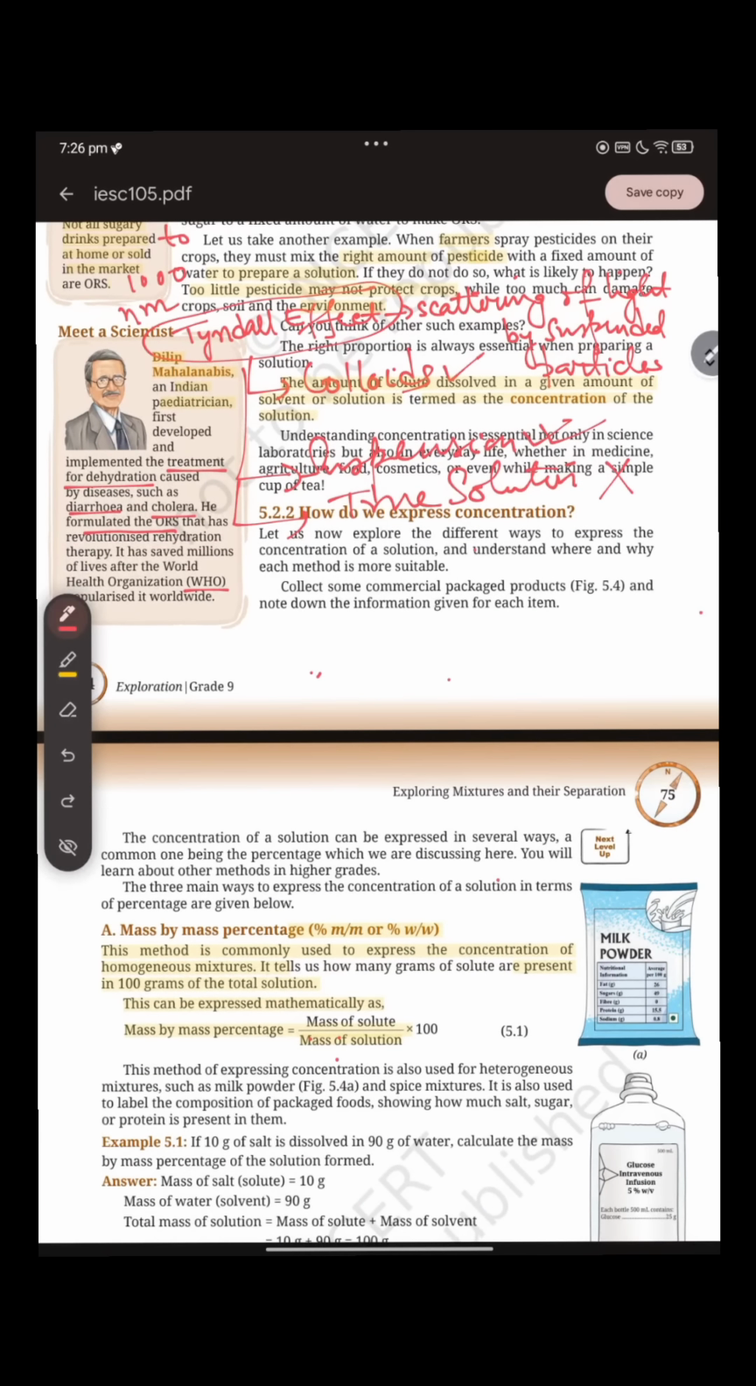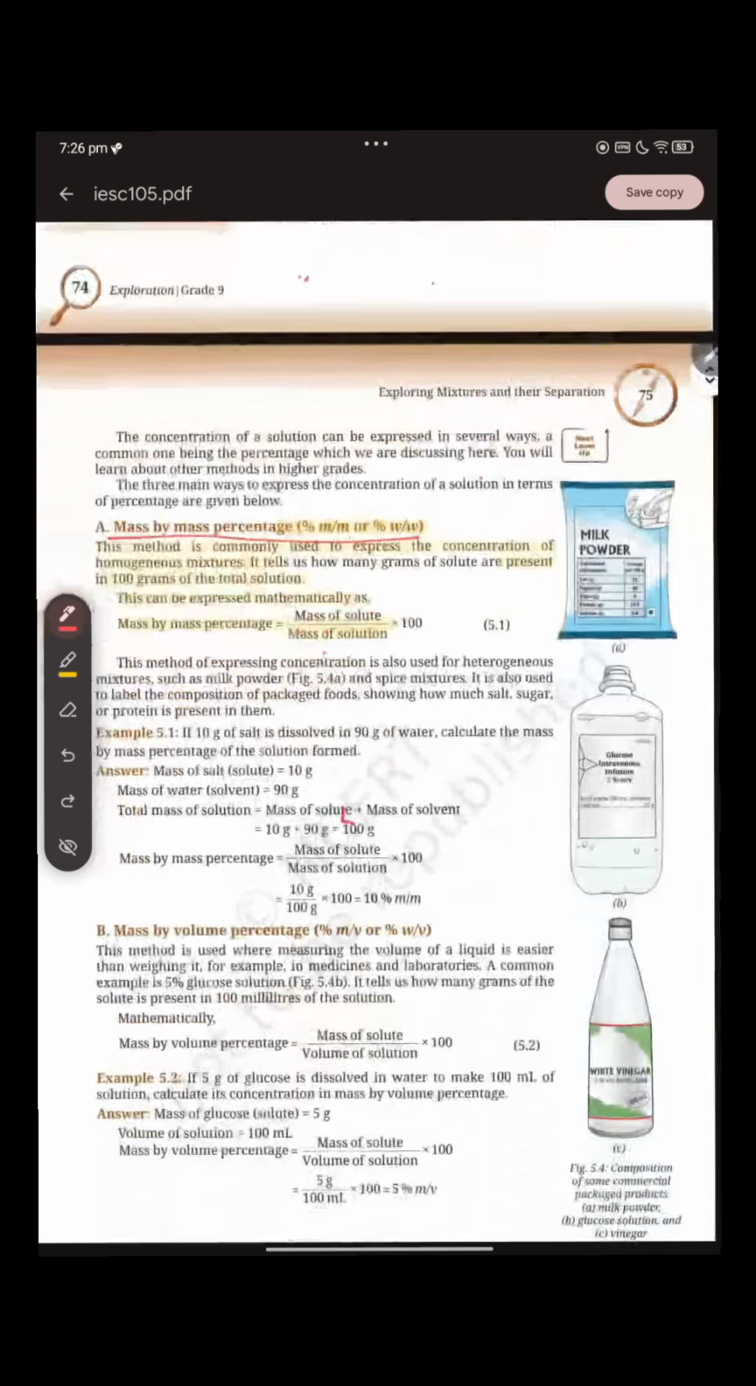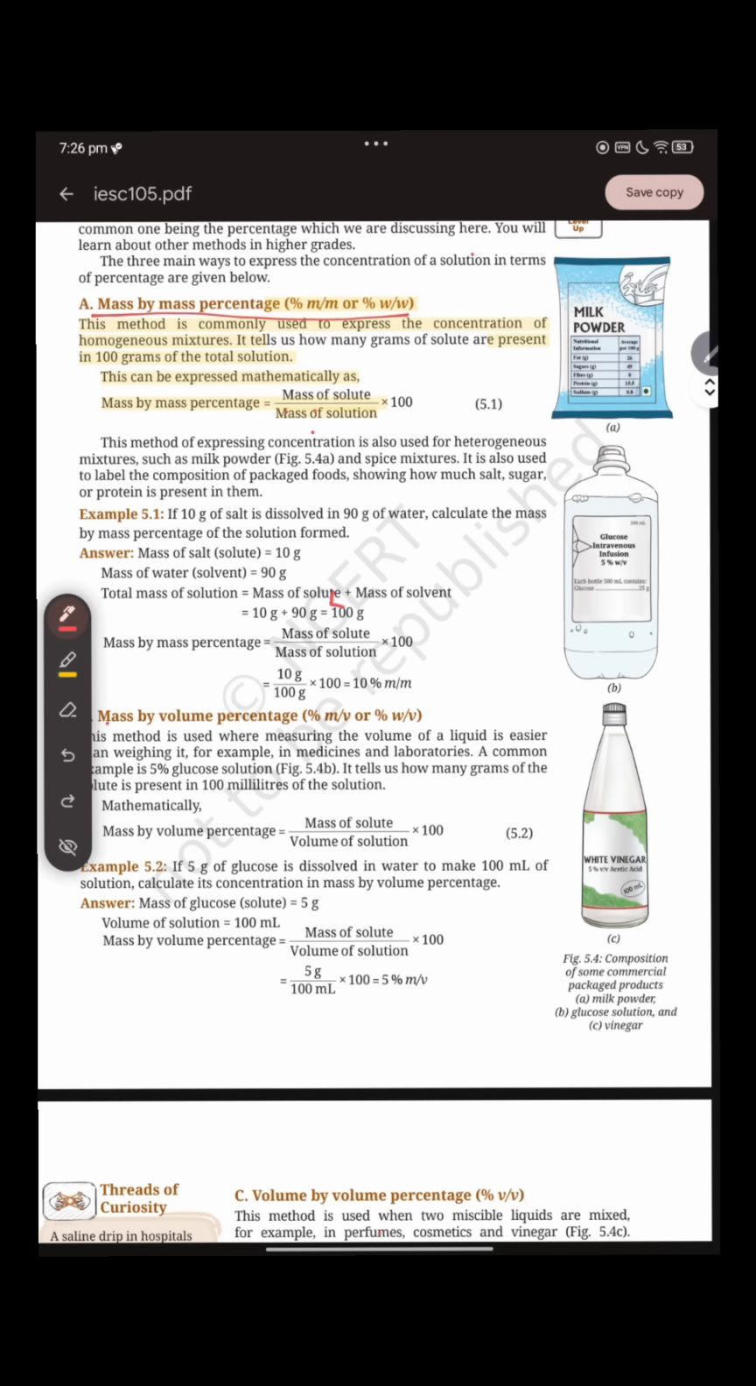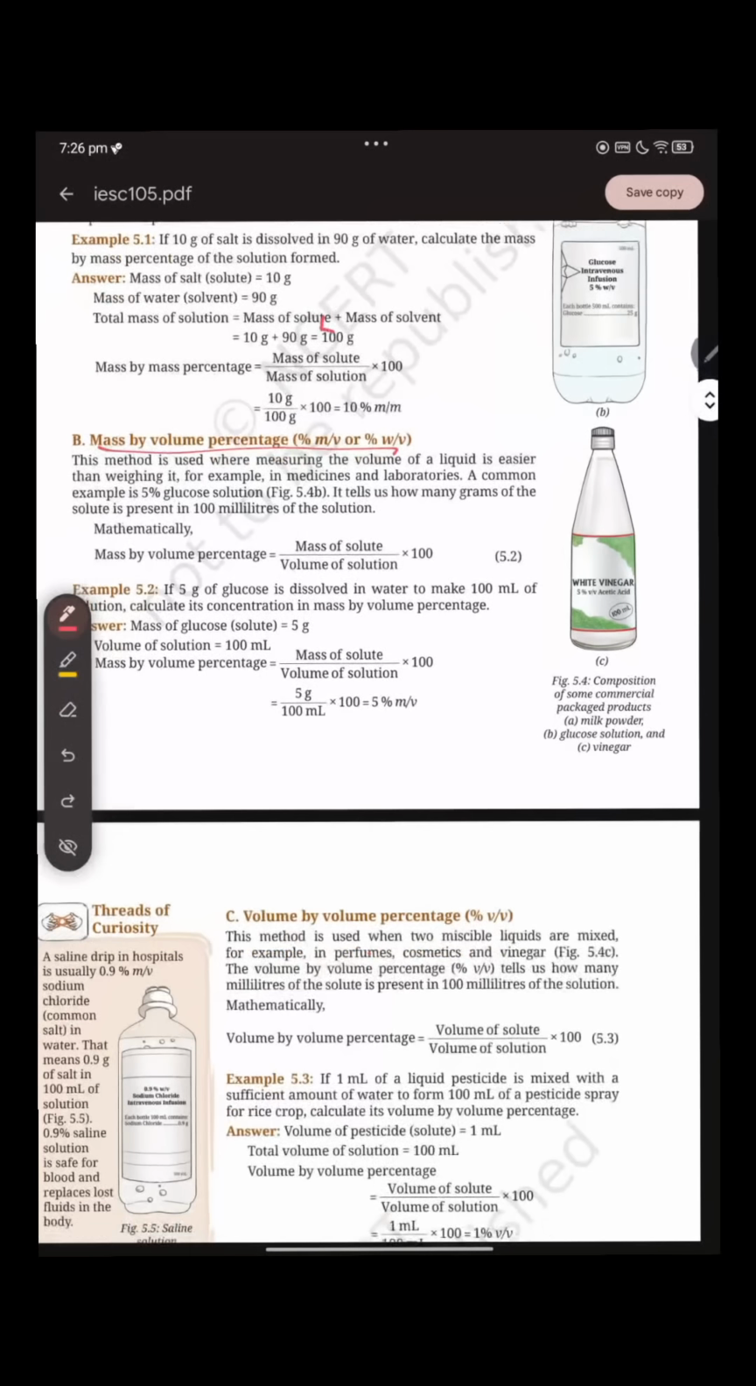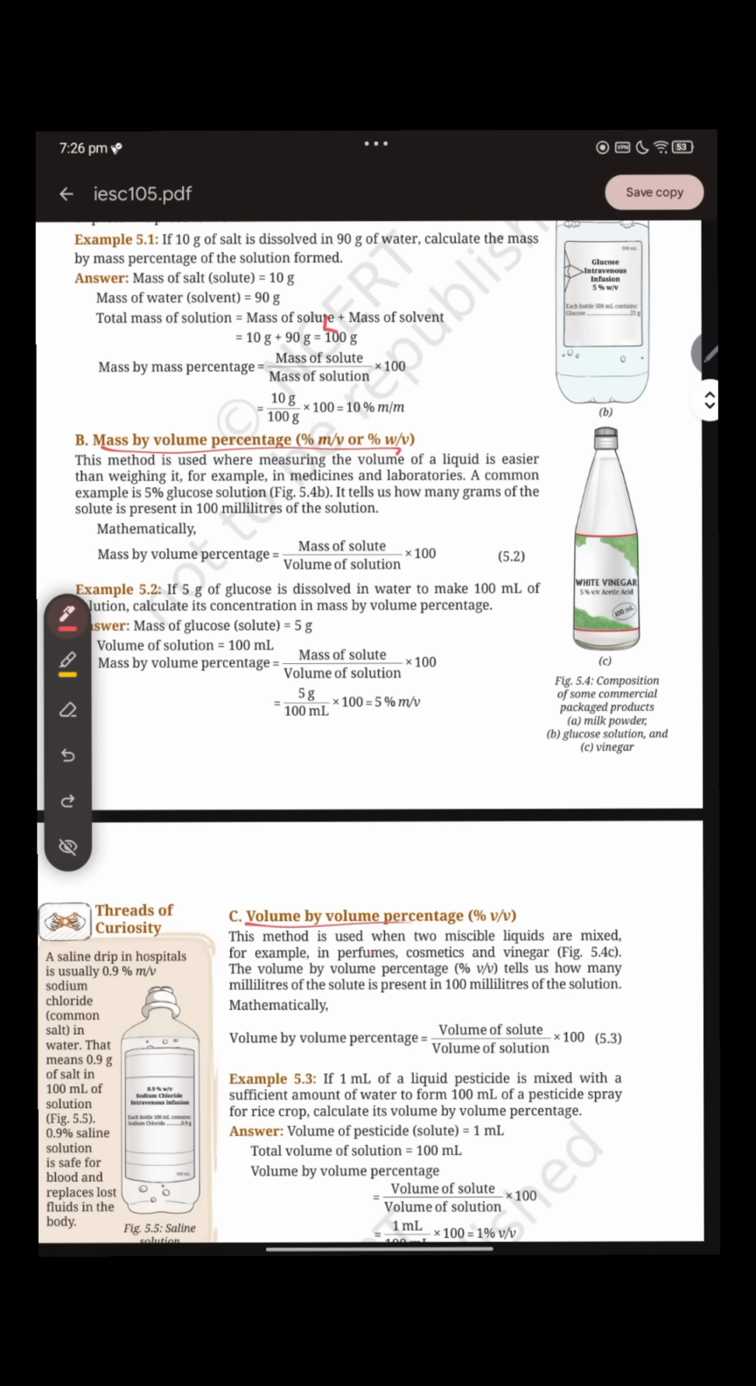Now, what are the terms by which we can express concentration? We can express concentration in terms of mass by mass, in terms of mass by volume, and in terms of volume by volume.